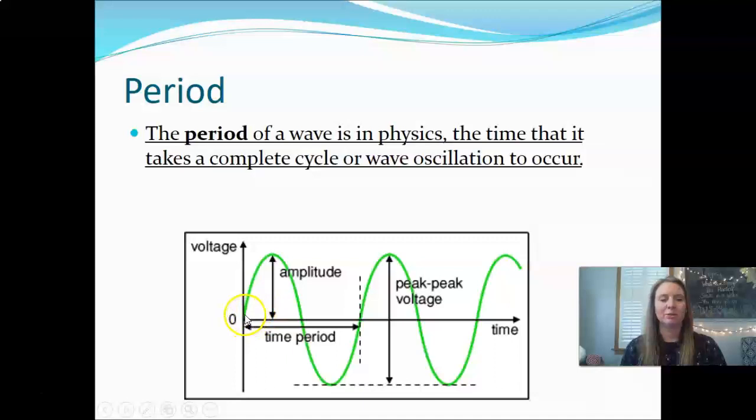And our period is starting at the rest point, going up into one crest, going down to one trough, and then back to the rest point. That's our time period, our period of time. How long does it take to get from one crest through one trough back to the beginning point? And so once again, wavelength, crest to crest, amplitude, rest point up to crest, and then our period is from rest point to crest to trough, back to rest point.